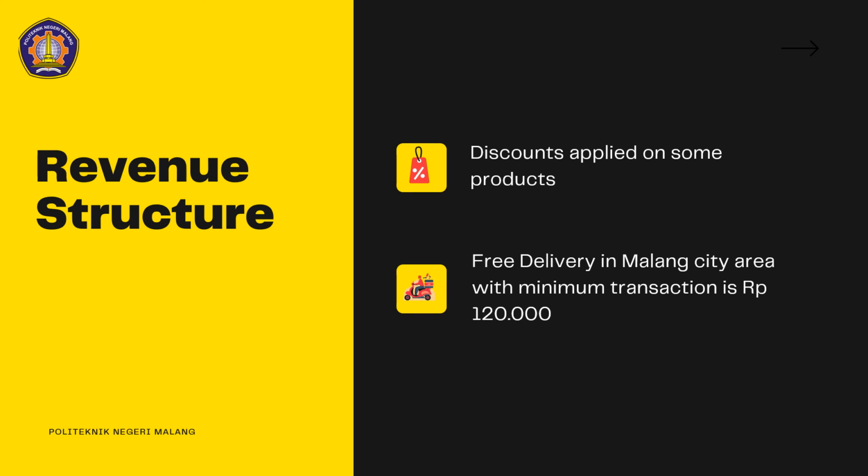We also plan to make the revenue structure to be like this. We want to make a discount applied on some products, like maybe the customer buys a lot of groceries from this UMKM. We do apply some discounts on that. Maybe buy one get one free, or minimum transaction. If you are buying with a minimum amount of 100,000, it will be free delivery cost in Malang City area. So that's our revenue structure.